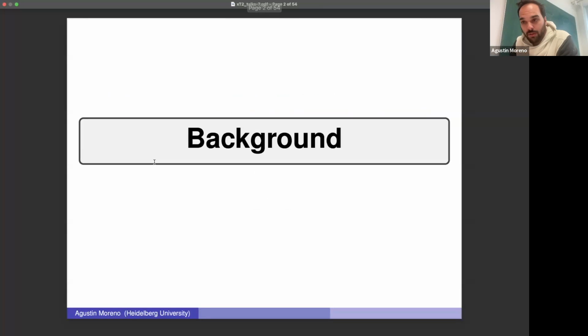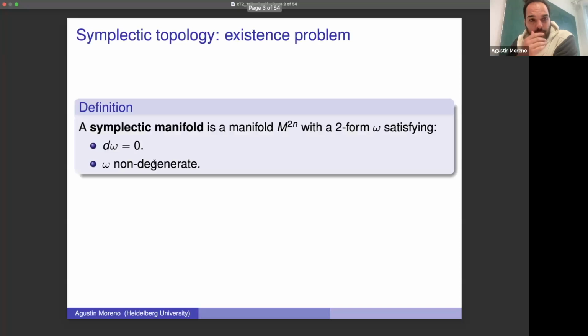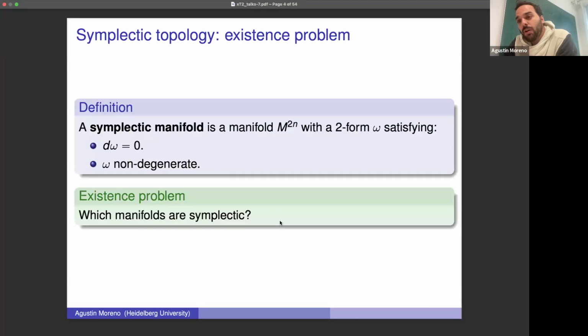Let me start with a bit of background. First of all, I probably don't need to remind you here in the symplectic Zoominar what a symplectic manifold is, but I will do so anyways. A symplectic manifold is just an even dimensional manifold with a two form which is closed and non-degenerate. So we have this very nice geometric structure which comes from mechanics. And the existence problem is basically asking, which manifolds are actually symplectic? I'm interested in trying to classify things in general. In particular, if you give me a manifold, when can I ensure that there's a symplectic structure on it?